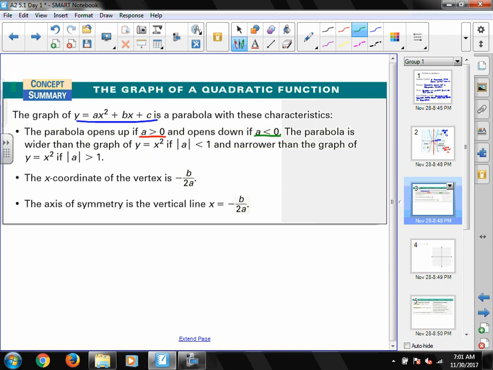If the absolute value of a is less than 1, so fraction really is what we're talking about, it is going to be wider. What I mean by fraction, I'm talking like 1/2. If it is greater than 1, you can still have fractions, but it's going to be greater than 1. So it's going to be your improper fractions, or, you know, like a 2 or 3/2. If that absolute value, again, remember absolute value turns everything positive, is greater than 1, it's going to be narrower.